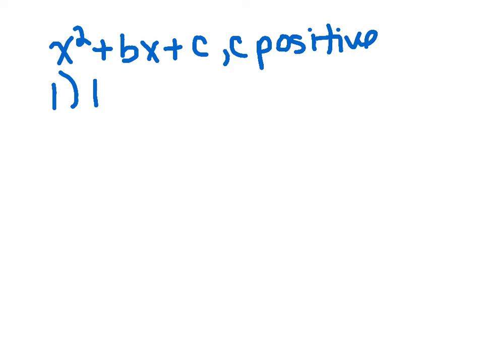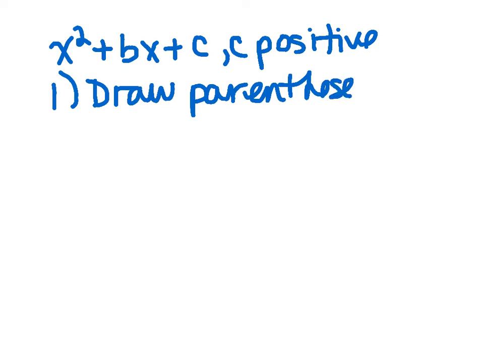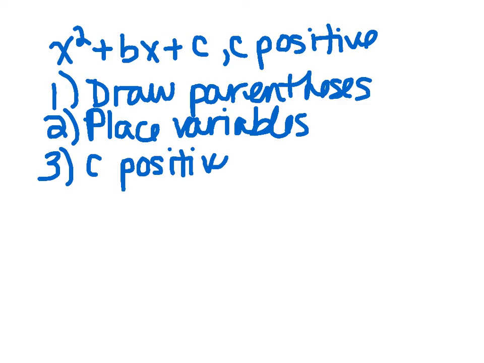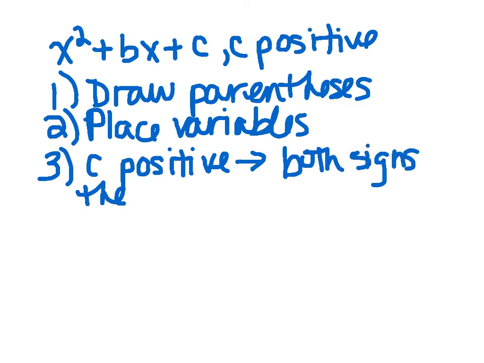So let's summarize for factoring x squared plus bx plus c, where c is positive. The first thing you want to do is just draw your parentheses. And then place your variables, front and back if necessary. I find that kids pretty much understand this, so we don't have to go into the details of this. Here's where it gets a little bit harder. When c is positive, it means both signs are the same. And what they both are, they're both the sign of b.